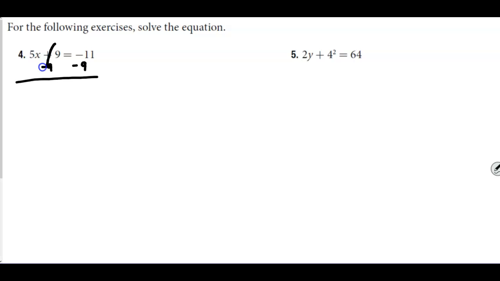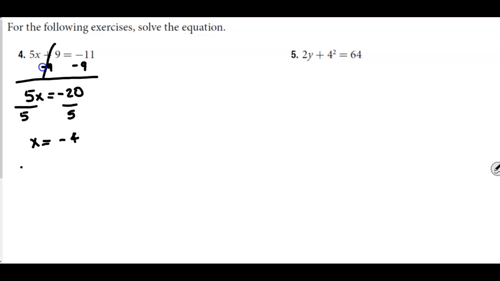So 9 minus 9 is going to give you 0. On the left side we have 5x, and that's equal to negative 11 plus negative 9, which is negative 20. And then divide both sides by 5 to isolate x. And so therefore x is going to equal negative 4.